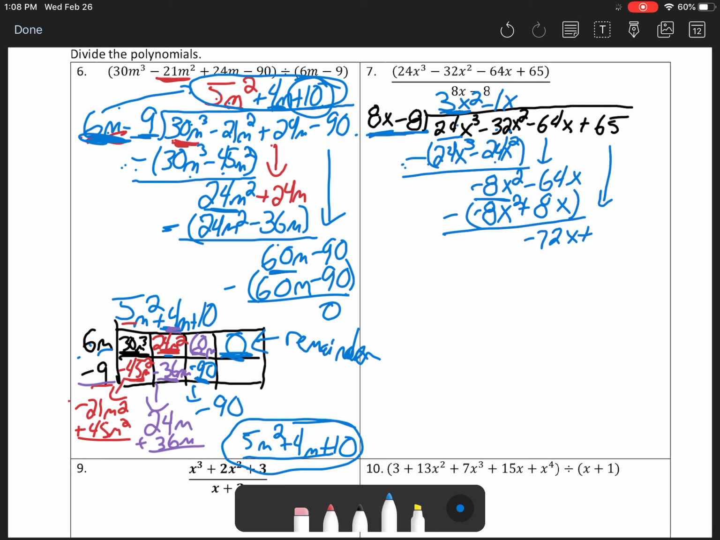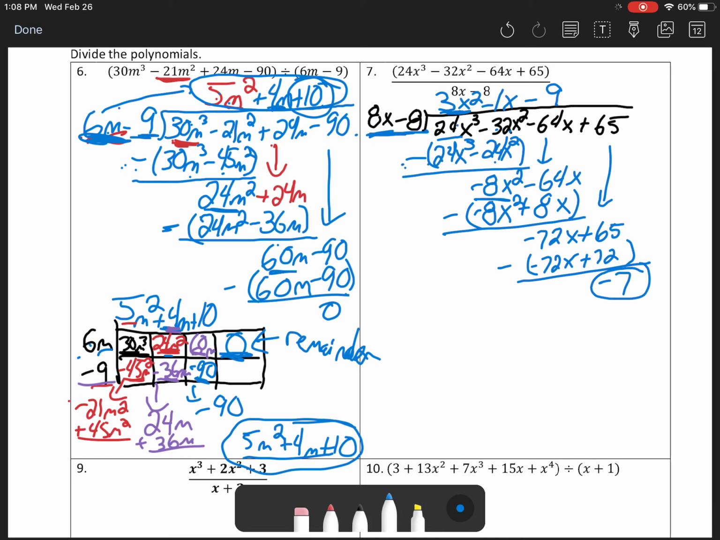I bring my 65 down. 8 goes into negative 72 negative 9 times. Okay. All right, and then I subtract, so negative 9 times 8 is negative 72x. Negative 9 times negative 8 is positive 72. 65 minus 72 is going to give you negative 7. Okay, and so that's your remainder.